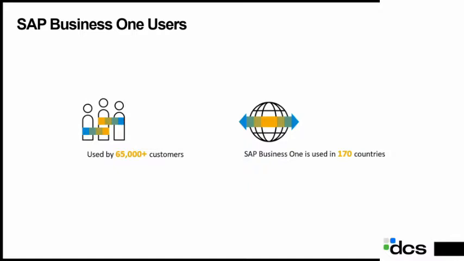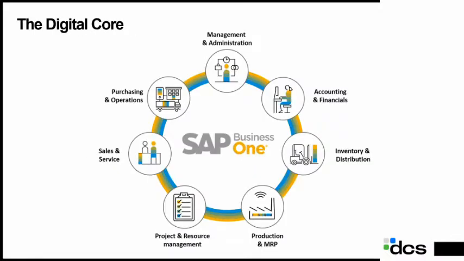With such a wide audience in a global market, there's also around 300 partners working and providing additional add-ons and extensions to the product that we'll come on to a bit further through the presentation. SAP Business One provides your business with a digital core. It's a fully integrated ERP solution that provides functionality across all areas of your business.